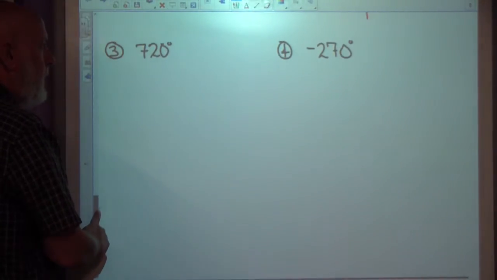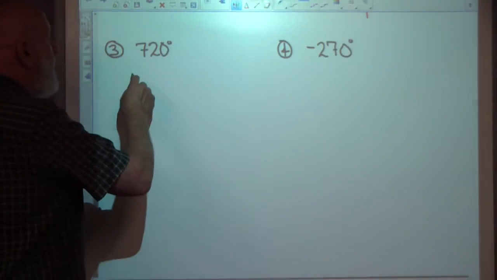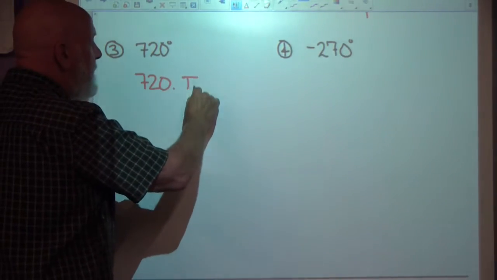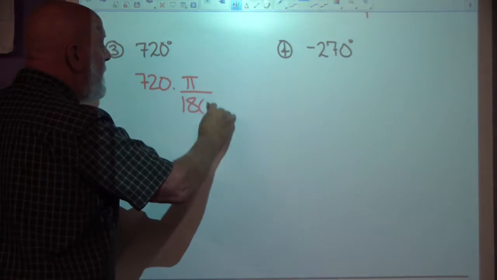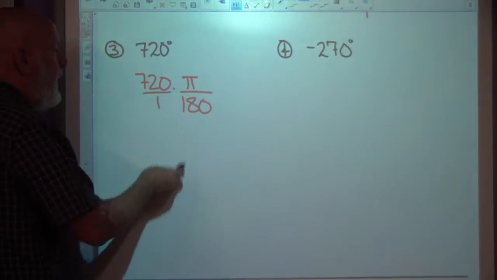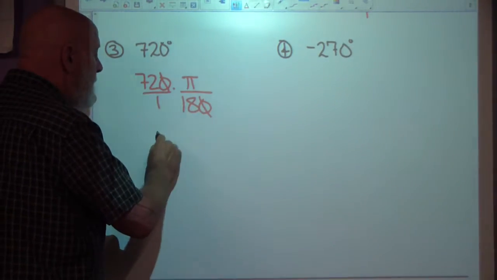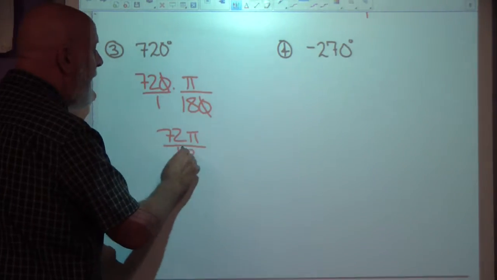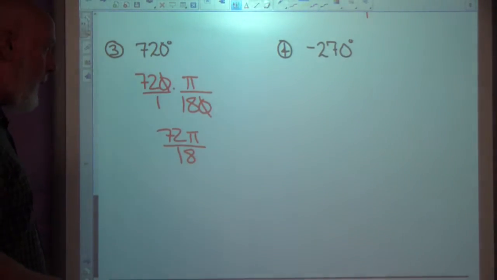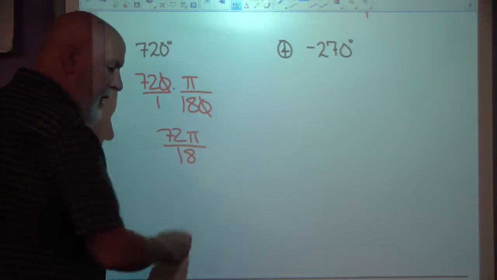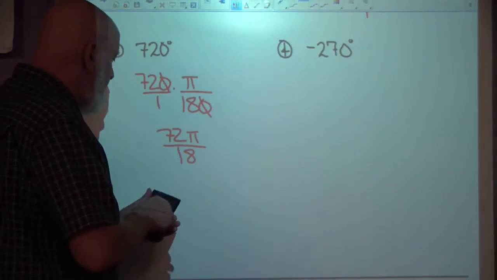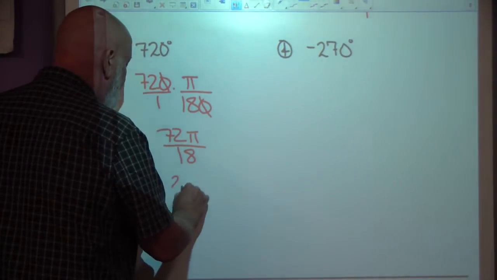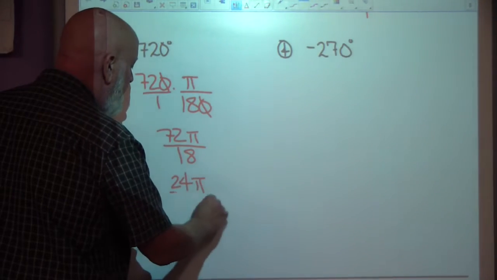All right, let's take a look at another one. 720 degrees. We're going to multiply by pi over 180 because it asked us to change it to radians. Put a 1 under the 720, and well, I can divide them both by 10. 72 pi over 1 times 18 is 18. I say, hey, I can divide both of those by 3. So that gives me 72 divided by 3. I'm going to do that with my calculator because my brain is numb at the moment. 72 divided by 3 equals 24 pi over, divided by 3 is 6.